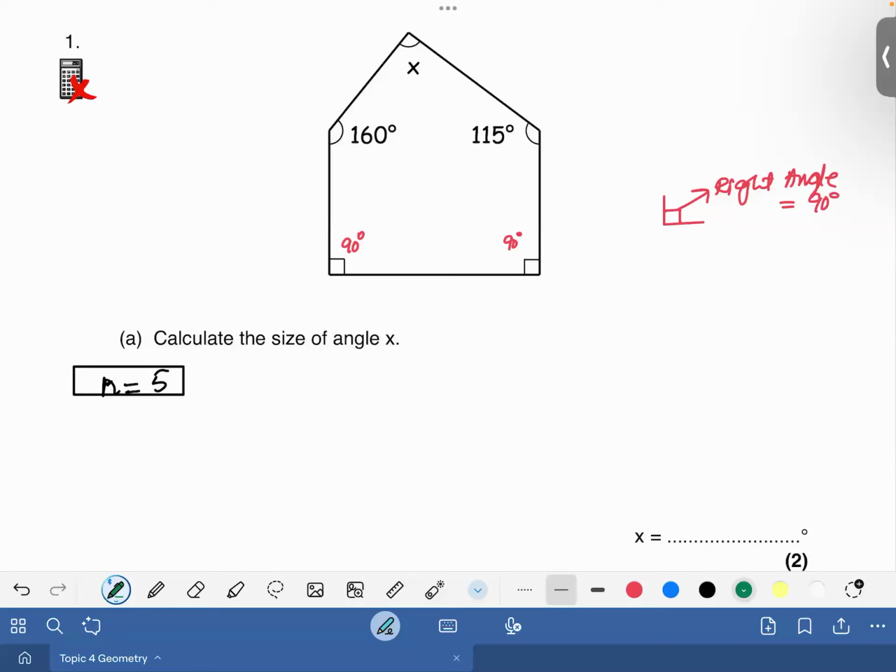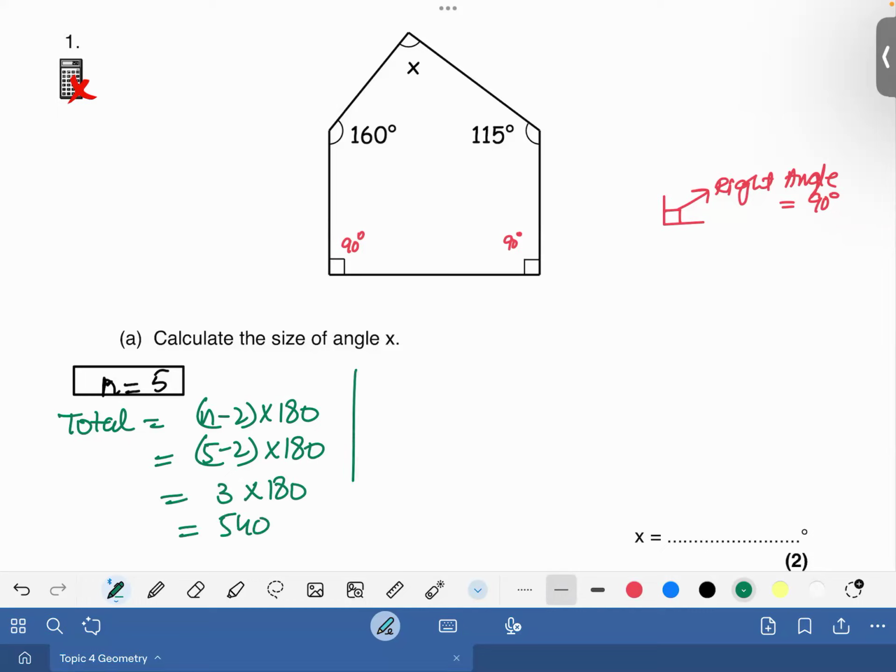Let's find the total interior angle first, and then I can get X because I have 4 available. Total equals (n minus 2) times 180, so (5 minus 2) times 180. 5 minus 2 is 3, and 3 times 180 is 540. So the sum of all these angles should equal 540. So I can write X plus 160 plus 115 plus 90 plus 90 equals 540.